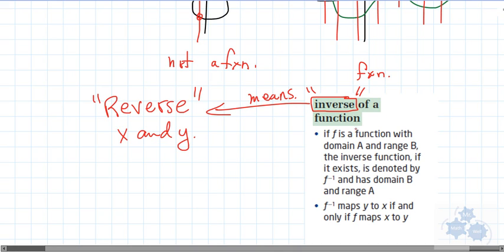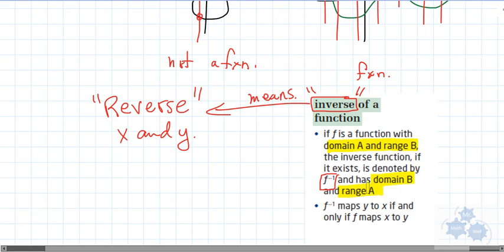So let's see what the textbook here has to say. It says, if f is a function with a domain a and a range b, the inverse function, if it exists, is denoted by f to the -1, and has the domain b and the range a. So you see what they've done here? It's not the plainest of language, but the domain, which is all possible x values, and the range, which is the y values, you see how it's switched? They've reversed.